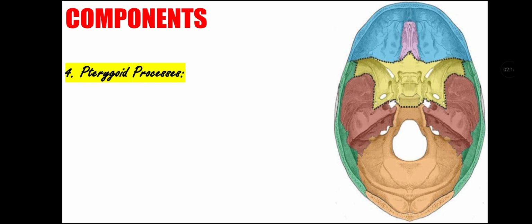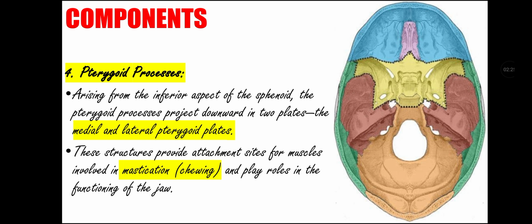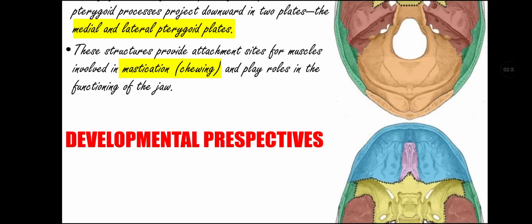Further talking about components, it has pterygoid processes that arise from inferior aspect of sphenoid bone. Pterygoid processes project downward in two plates, the medial pterygoid plate and lateral pterygoid plate. These structures provide attachment sites for muscles involved in mastication and play a key role in functioning of the jaw.